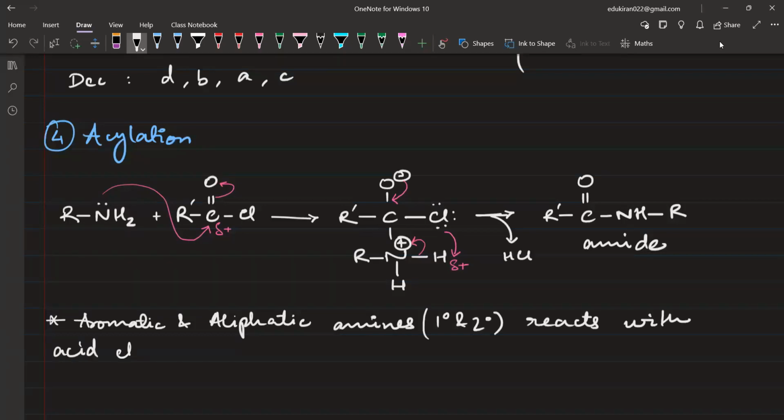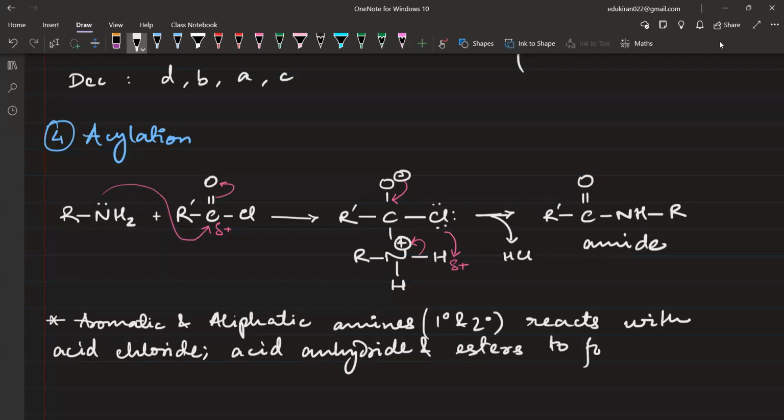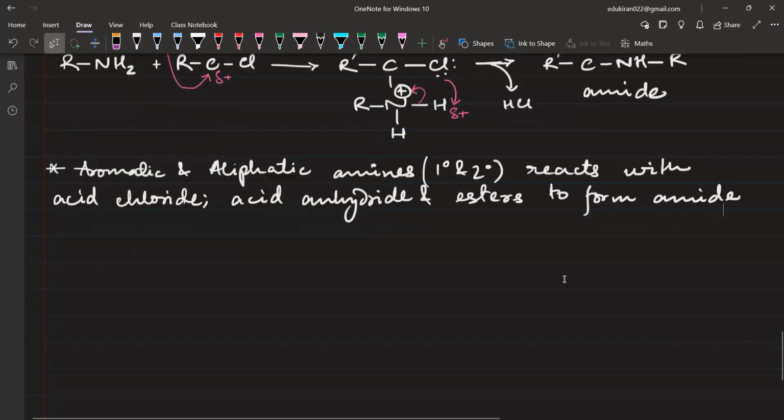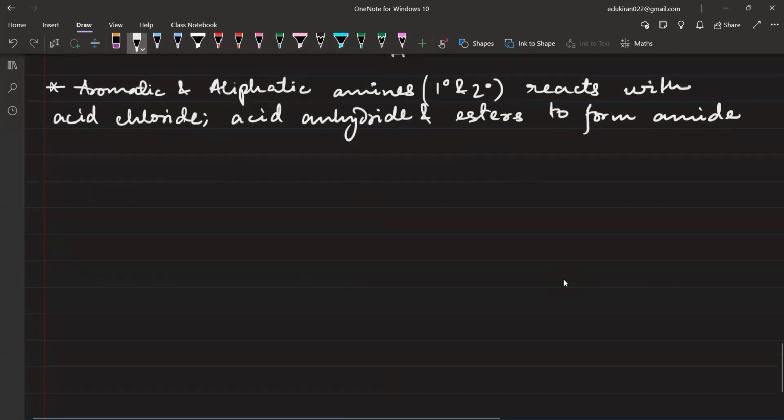acid chloride, acid anhydride, and esters to form amide. Now, I will give the reactions for all of these with an example also. So let us suppose we have amine that is CH3NH2. It's a 1 degree amine.